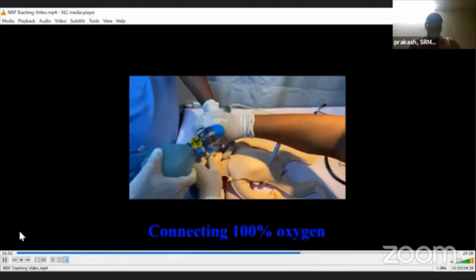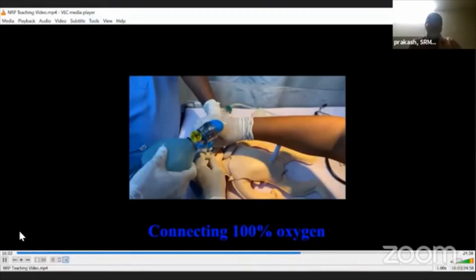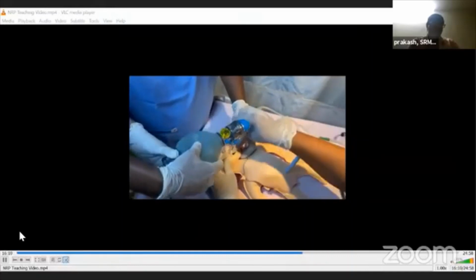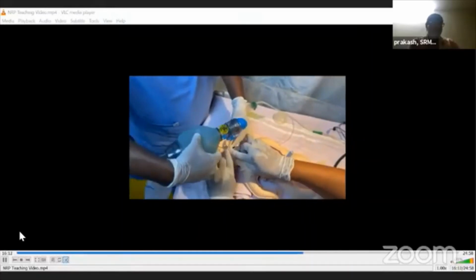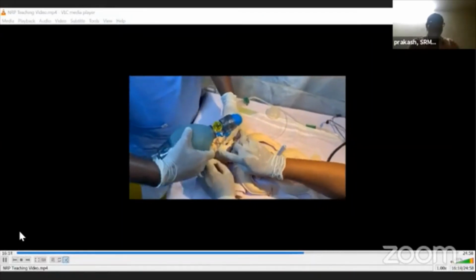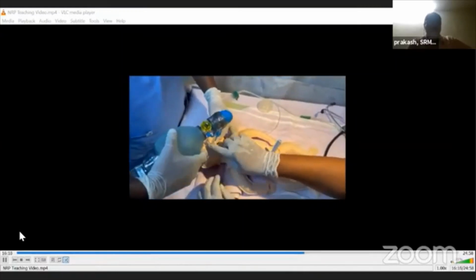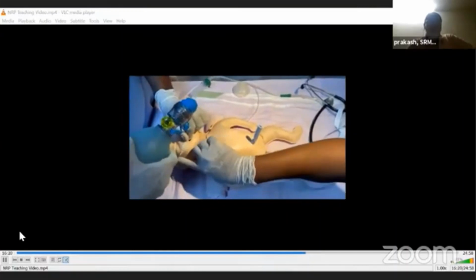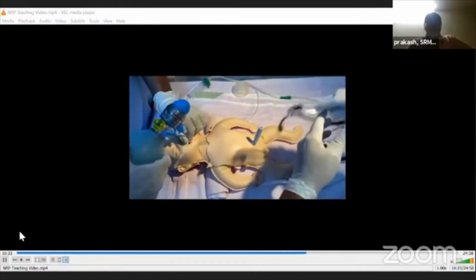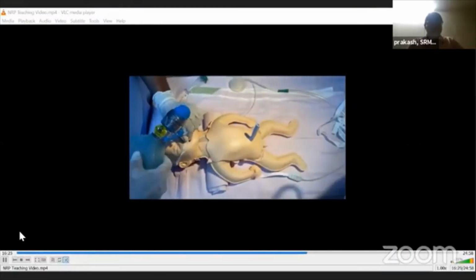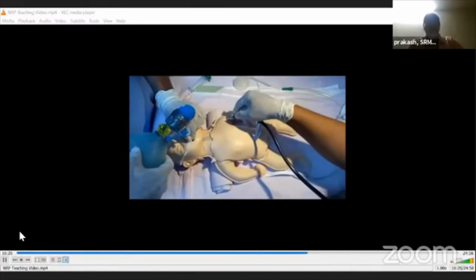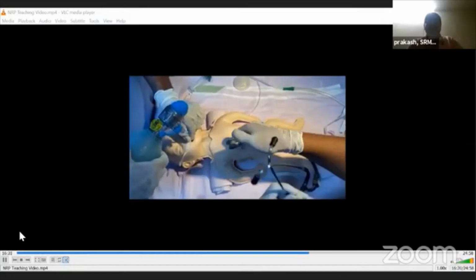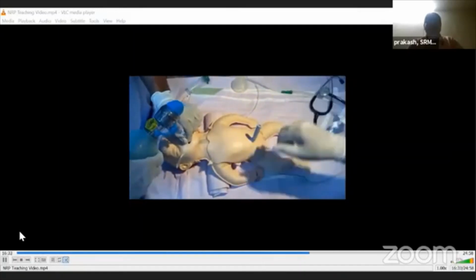Connected oxygen to the bag at a flow rate of 10 liters per minute, sir. Thank you. Let me check the air entry bilaterally now. Breathe 2, 3. Air entry is good bilaterally. We'll continue for 30 seconds.